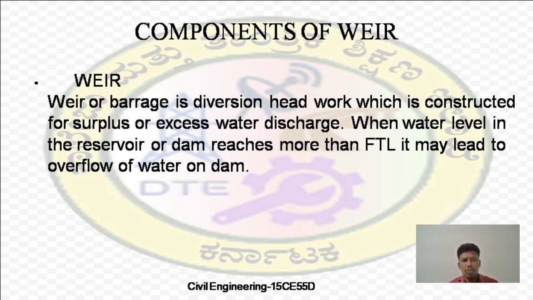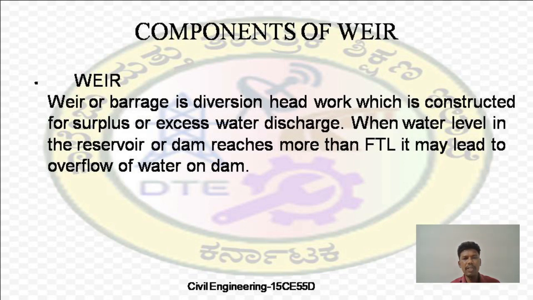Then to what level will we construct it? It will be constructed to the FTL level. If the water is more than the FTL level, it will discharge the water, because we have constructed it to that level, so the excess water will flow out. When the water level in the reservoir or dam reaches more than FTL, it may lead to overflow of the water on the dam. Instead it will overflow over the weir, and it will avoid the overflow on the dam structure.